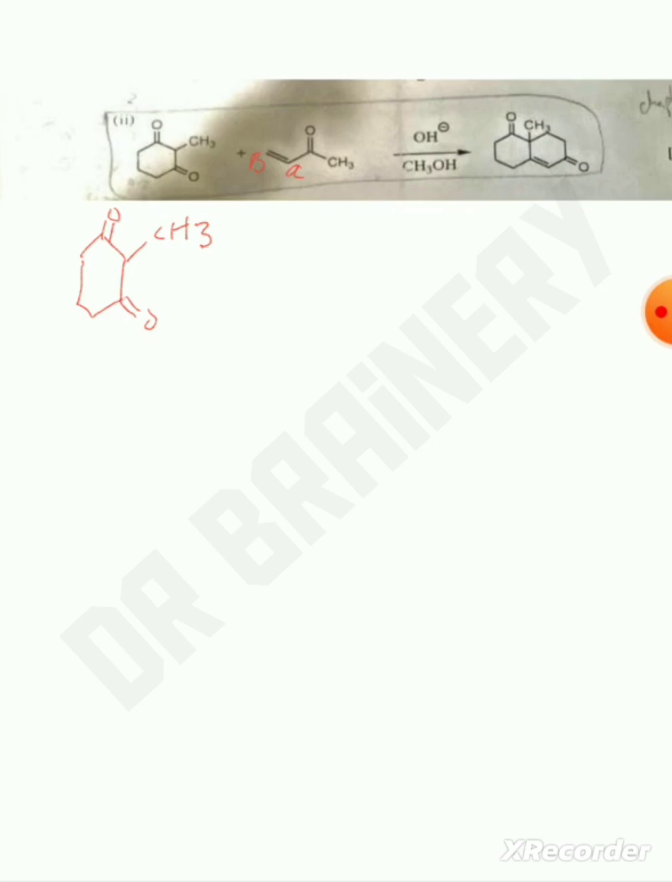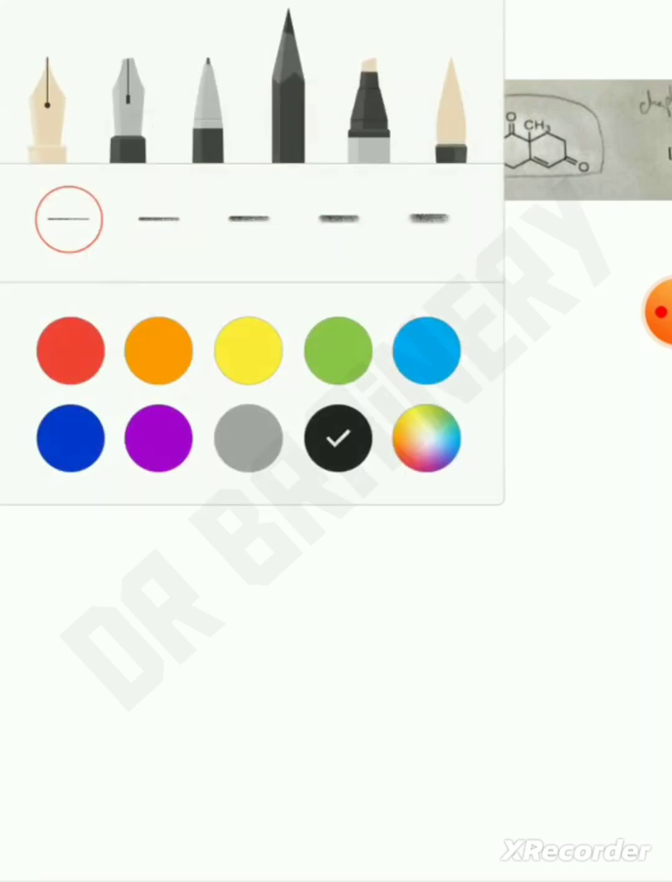How? Let's look at the mechanism now. This is the mechanism that we are going to look at. First of all, we need to make an ion which is called an enolate ion. An enolate ion is a negative charge on the alpha carbon of this form. That enolate ion is going to be added to the alpha beta of this reaction. So how? Let's go together.